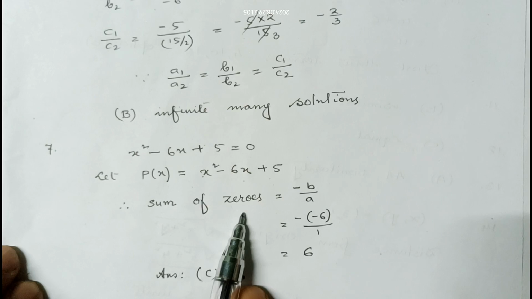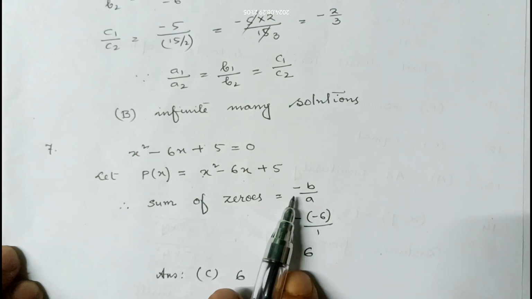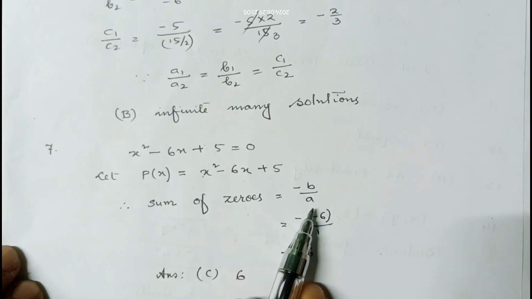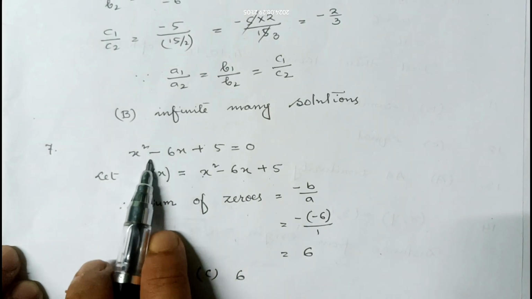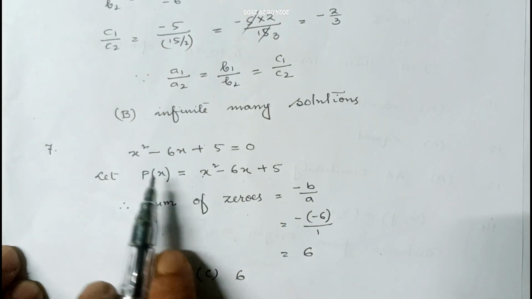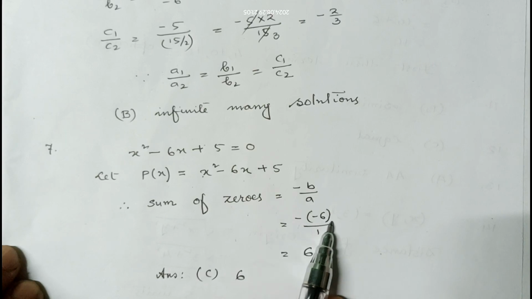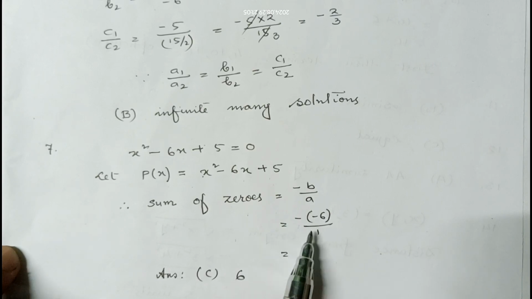Since we want the sum of zeros, the sum of zeros formula is minus coefficient of x by coefficient of x square. So minus, here coefficient of x is minus 6 and coefficient of x square is 1. So it will be minus of minus 6 by 1. Minus minus plus, so it will be 6 by 1, which is 6. Therefore option C is the correct answer.